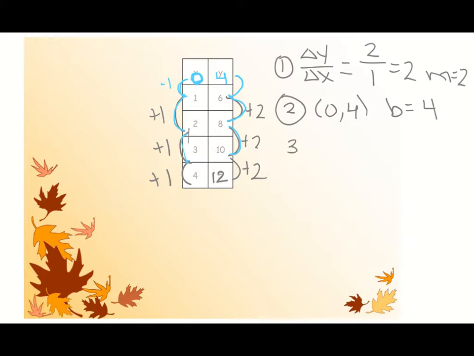And then the third step is we're just going to put it all together. So when I put it all together, I have y equals my slope of 2, 2x plus 4.